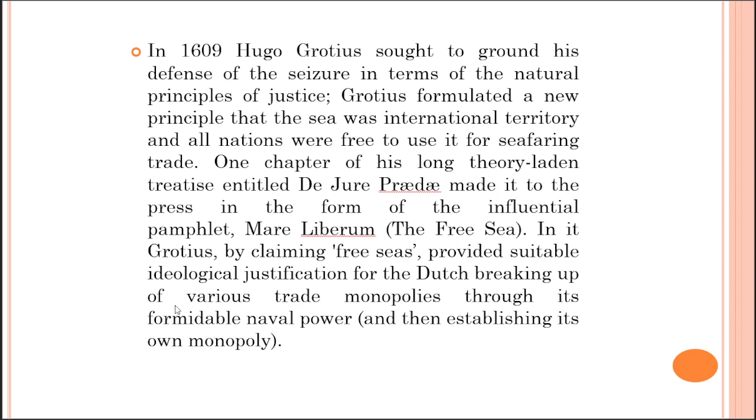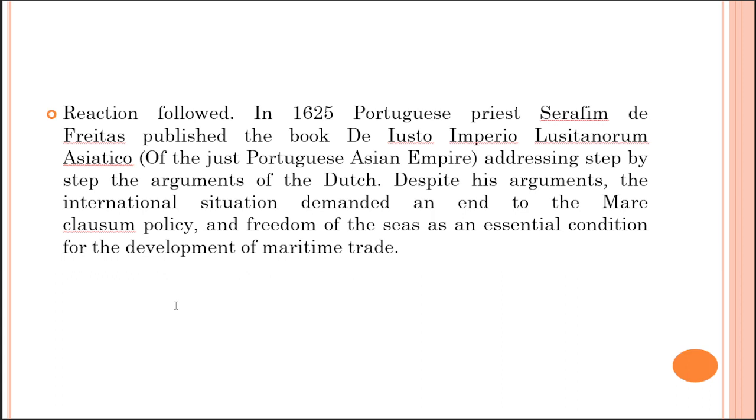In it, Grotius was claiming free seas provided suitable ideological justification for the Dutch breaking up of various trade monopolies through its formidable naval power and then establishing its own monopoly. Reaction followed. In 1625, Portuguese priest Serafim de Freitas published the book De Justo Imperio Lusitanorum Asiatico, of the just Portuguese Asian Empire, addressing step by step the arguments of the Dutch.